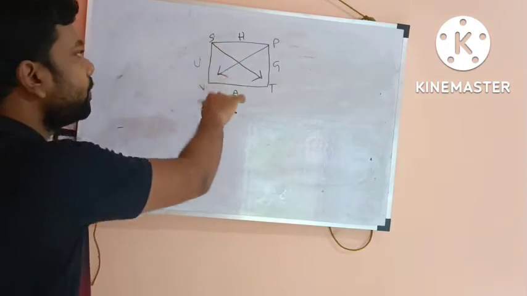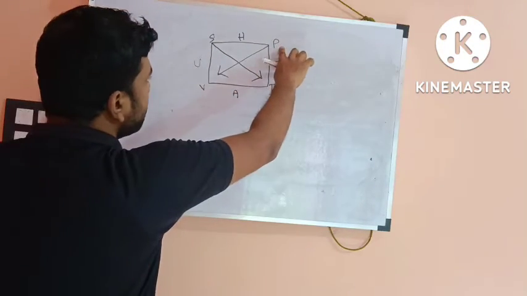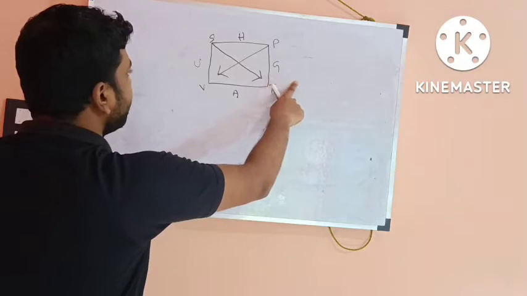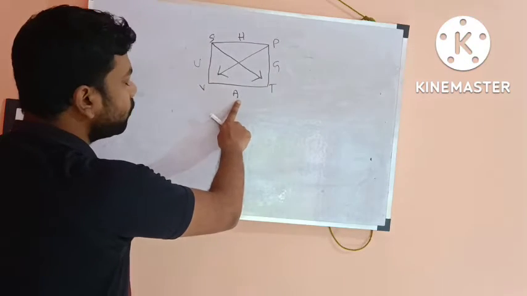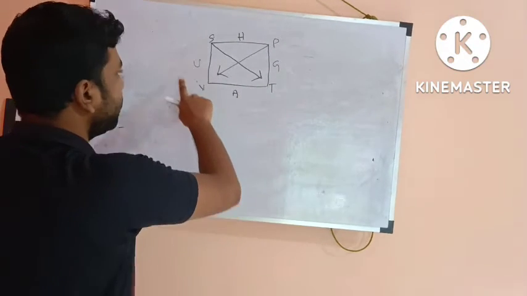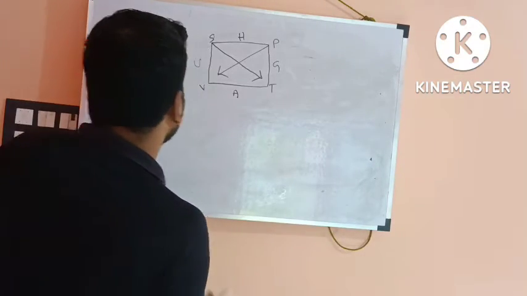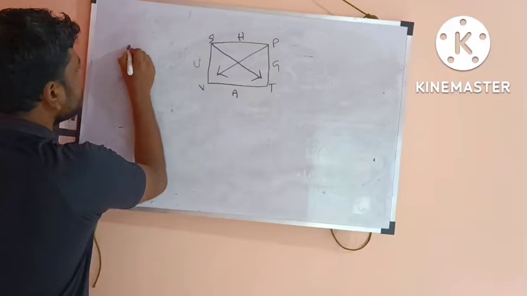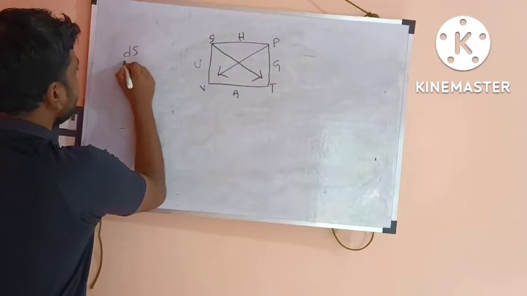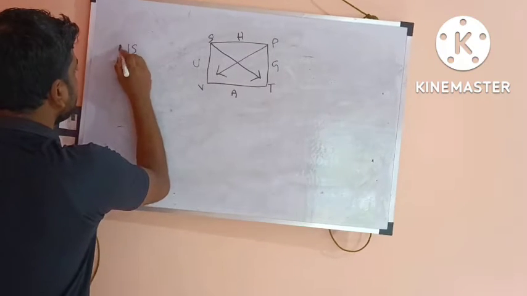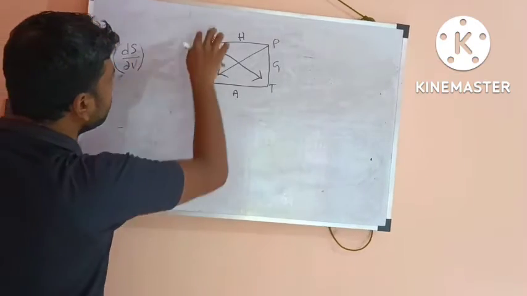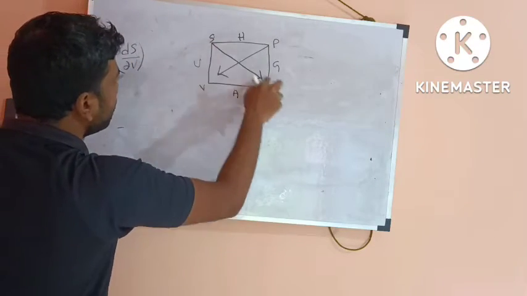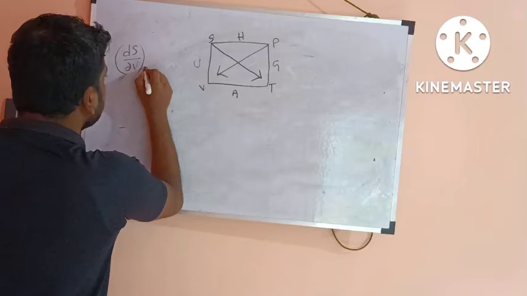S means entropy, H means enthalpy, that is pressure, that is Gibbs free energy, and that is T for temperature, that is Helmholtz free energy, that is volume, and that is internal energy. So what will we read? Del S by del V. What is constant? Here to here, that is constant T.